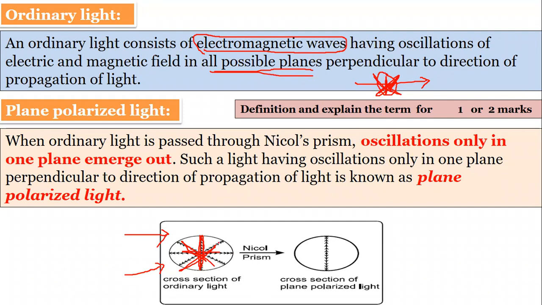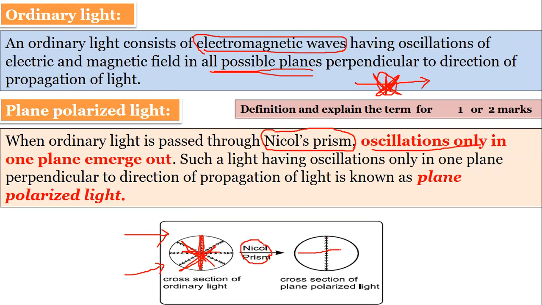Now if this ordinary light is passed through the Nicol prism, Nicol is the name of the scientist William Nicol who prepared this prism. This is a particular type of prism, prepared with calcite crystals. When the ordinary light is passed through this specific type of Nicol prism, what happens? This is a very interesting observation found by this scientist. Oscillations are only in one plane. See the magic: it oscillates in only one plane.